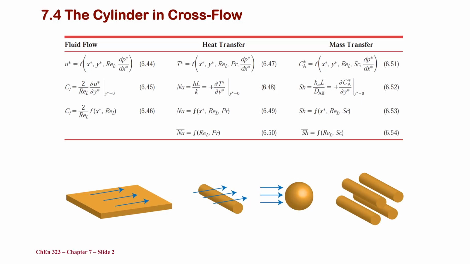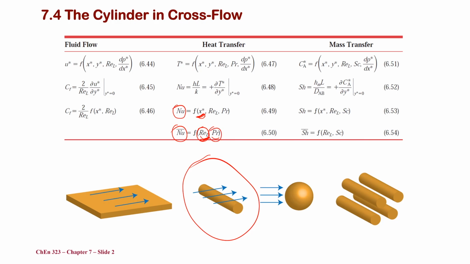Alright, our next topic is convective heat transfer for the cylinder in cross flow. So we are going to focus on cylinder in cross flow. As in the previous case, we are interested in finding the local and average convective heat transfer coefficients. The average one will depend only on Reynolds number and Prandtl number. The local one will depend on the position.